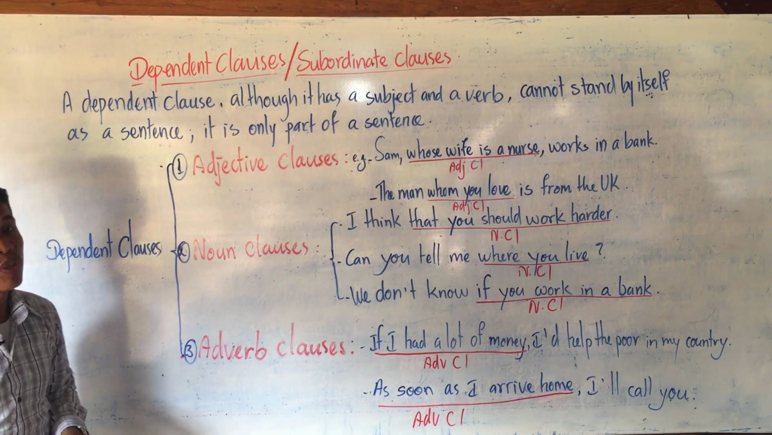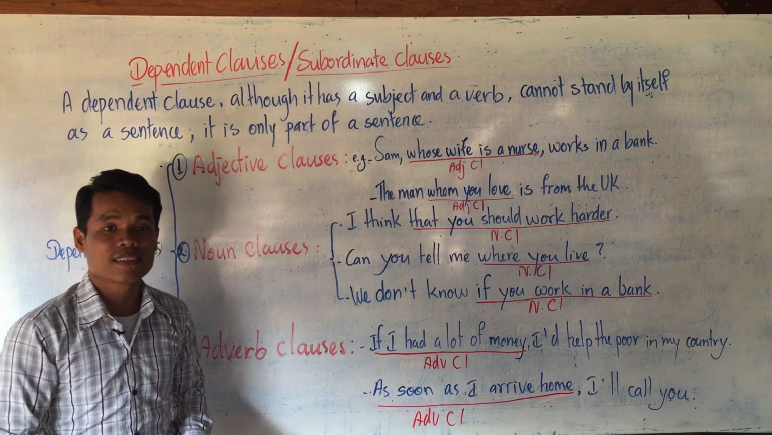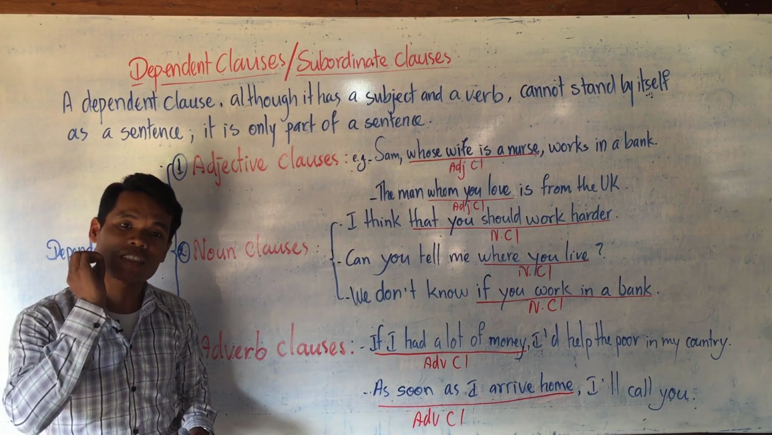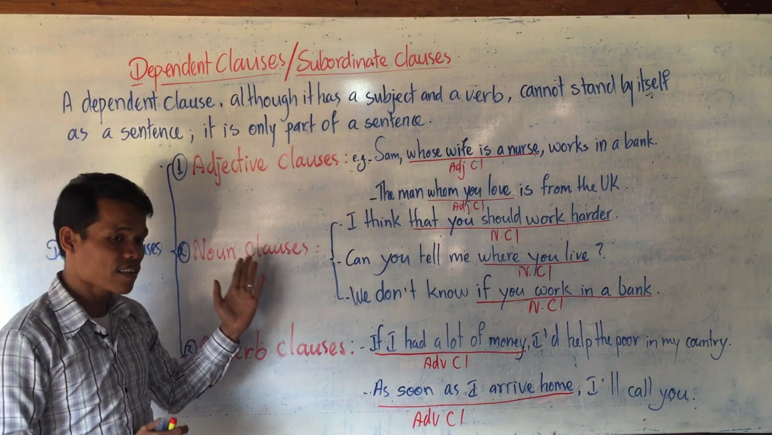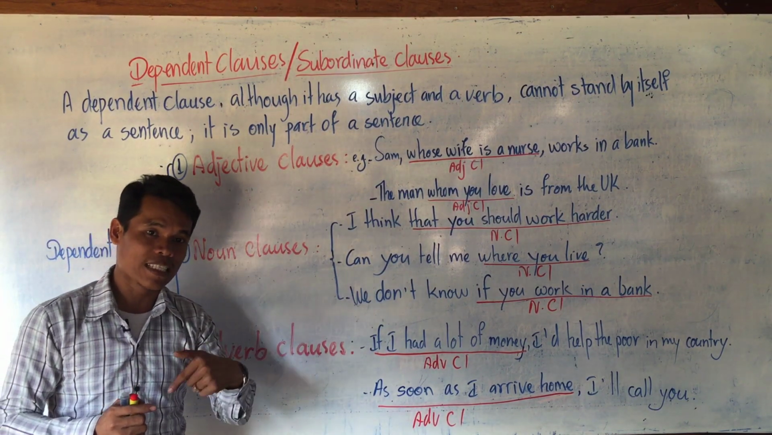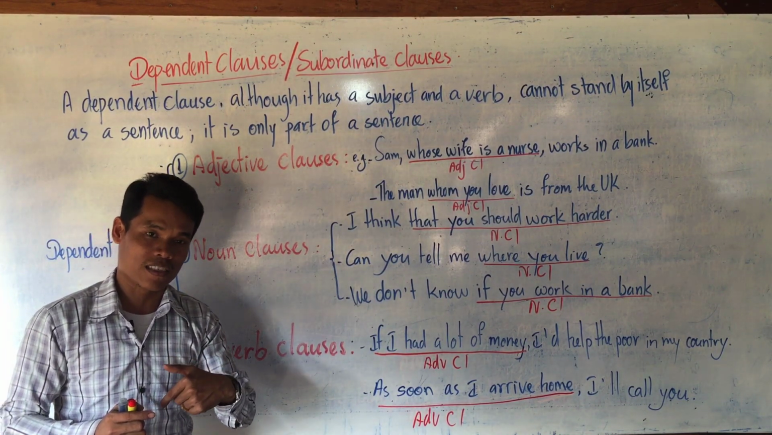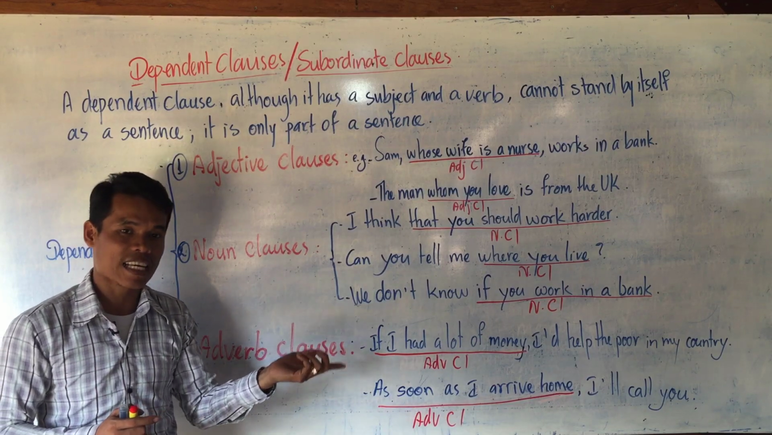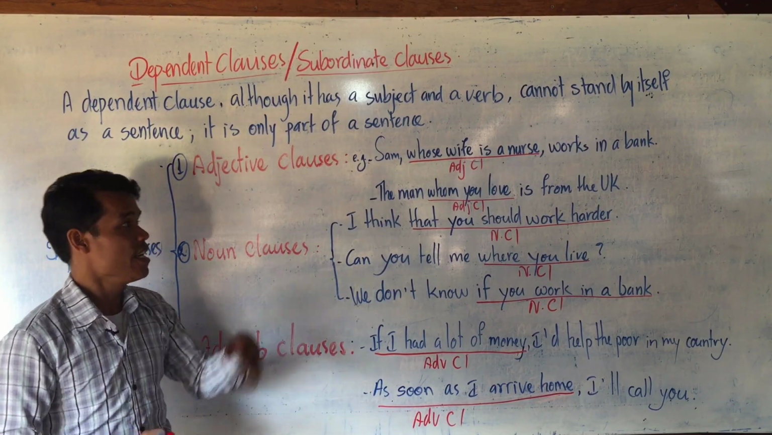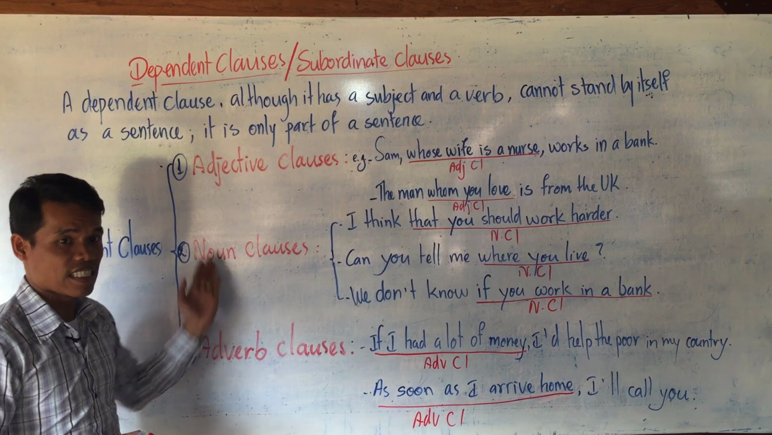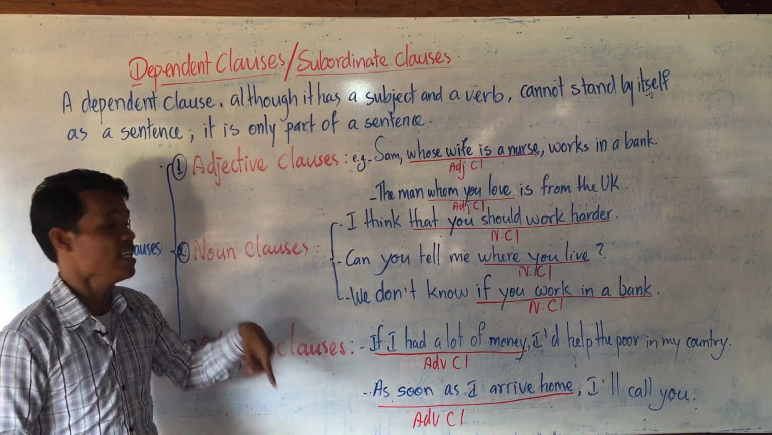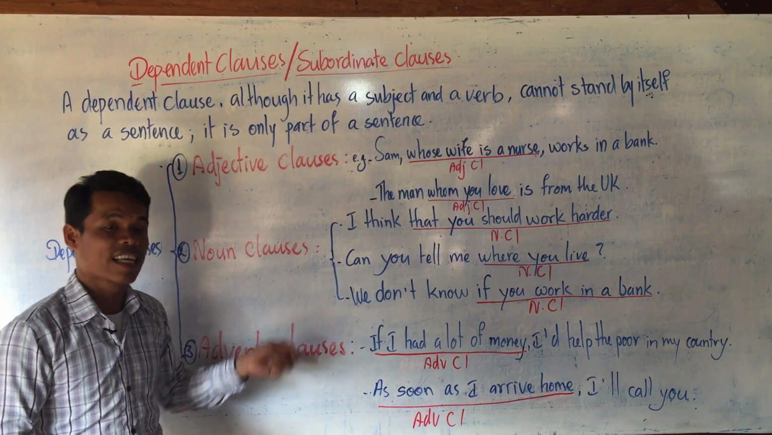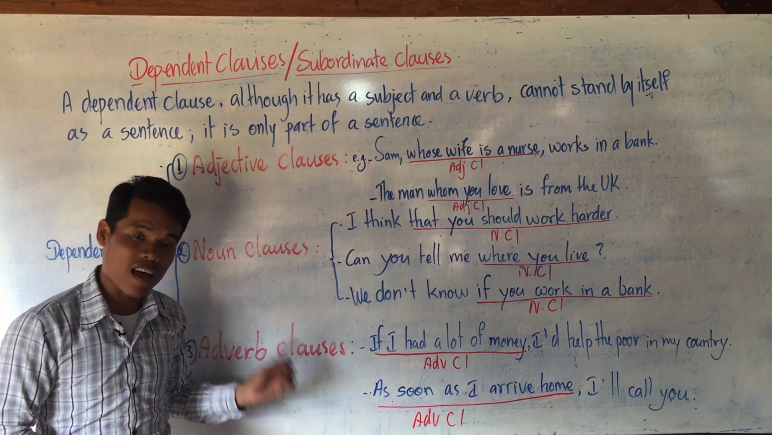Well, this comes to the end of my presentation, and from now on, don't get confused anymore. Clauses have two types: dependent and independent clause, or main clause and subordinate clause. Dependent clauses are divided into three clauses. One is adjective clauses, number two is noun clauses, and number three is adverb clauses.